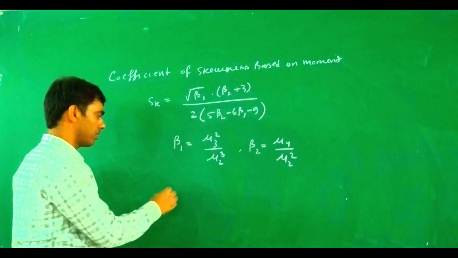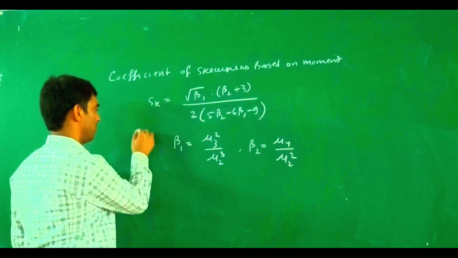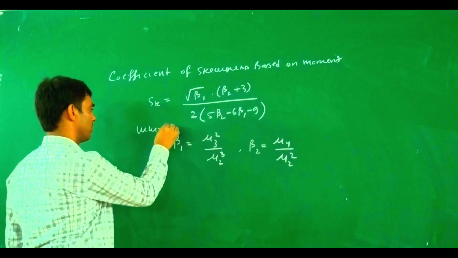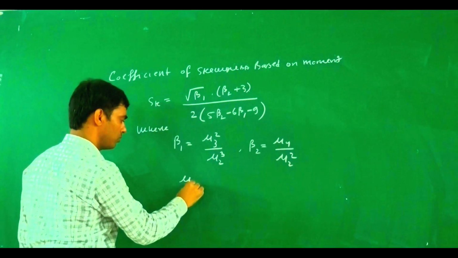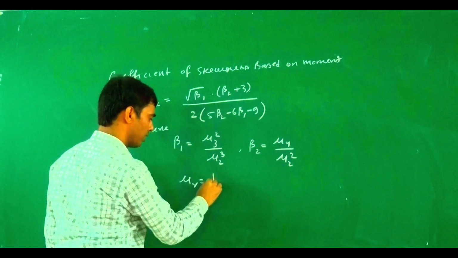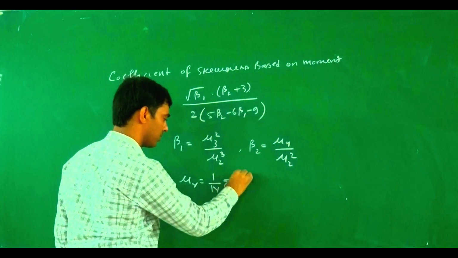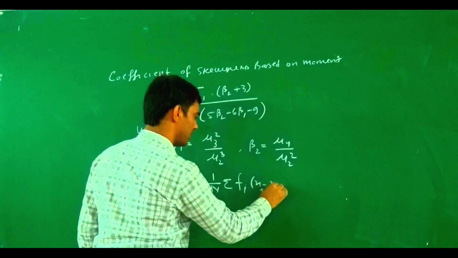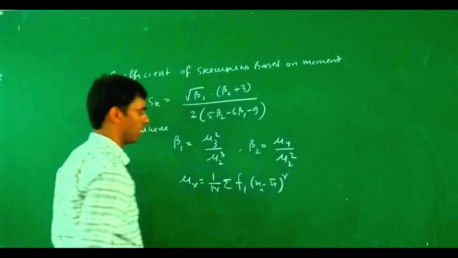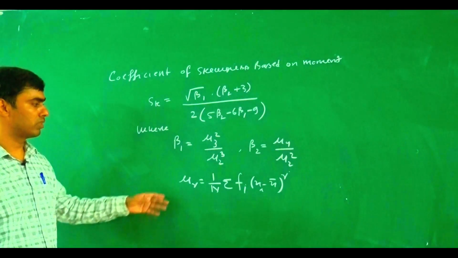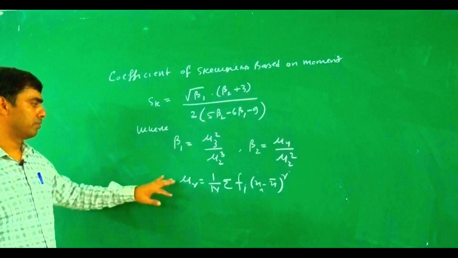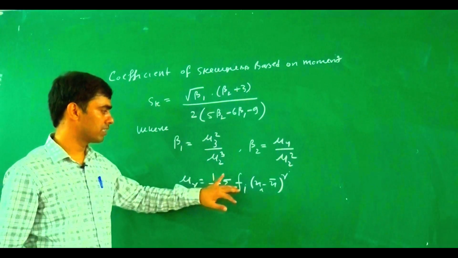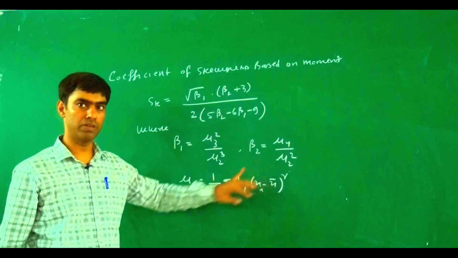We know what the value of mu r is. Mu r equals 1 upon n summation of fi xi minus x bar to power r. This is the value for mu r. Means mu 3 equals 1 upon n summation of fi xi minus x bar to power 3.